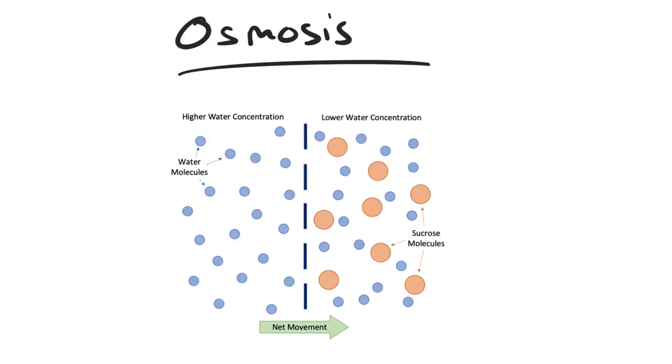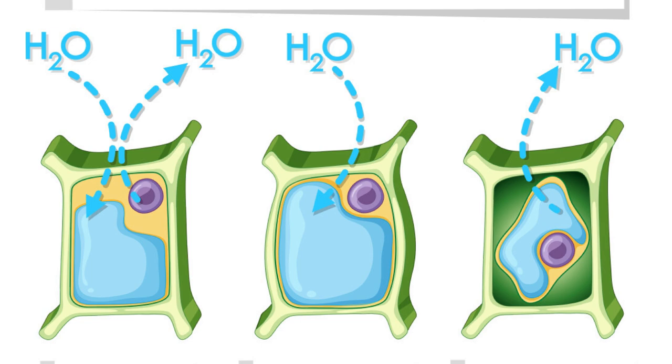So osmosis is similar to diffusion, but with a twist. Osmosis is the net movement of water molecules across a partially permeable membrane from a region, again, of high concentration to low concentration, but this time of water molecules. So it's high to low water concentration or high to low water potential. This process is especially important in plant cells.